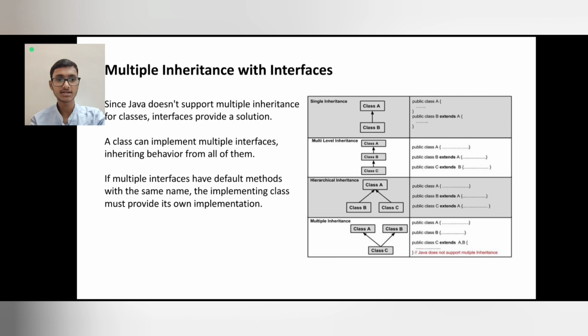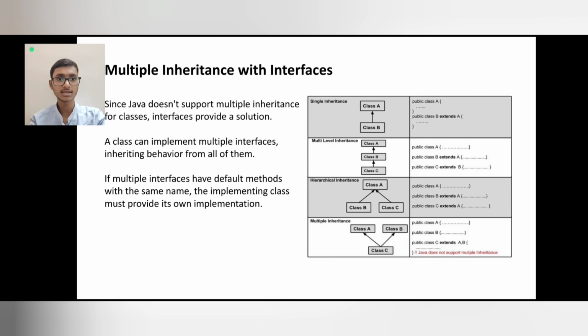Multiple inheritance with interfaces. Since Java doesn't support multiple inheritance for classes, interfaces provide a solution. A class can implement multiple interfaces, inheriting behavior from all of them. If multiple interfaces have default methods with the same name, the implementing class must provide its own implementation.